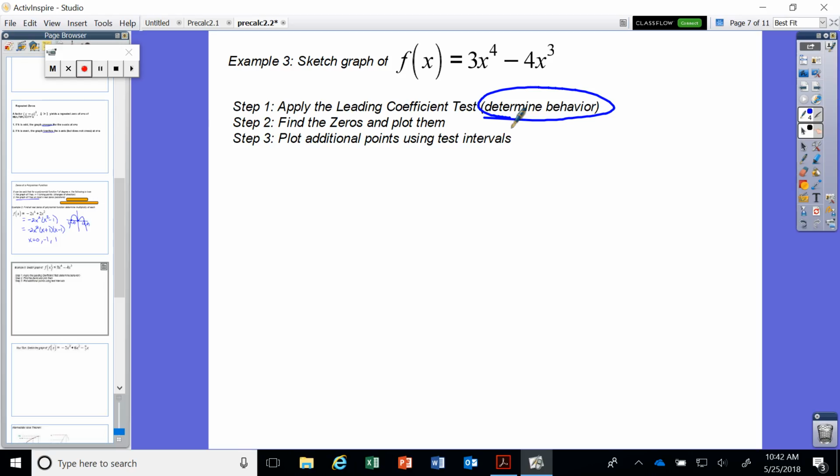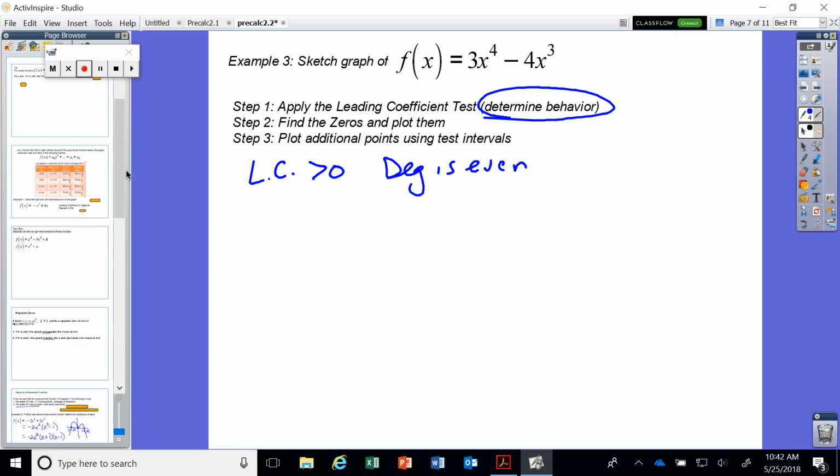All right, so the graph that we're looking at here is 3x to the 4th minus 4x cubed. So first and foremost, let's take a look at the leading coefficient. The leading coefficient is 3, so it's greater than 0. It's going to be positive in this case. Okay? And now what about the degree? Well, the degree is even. So then we have to think to ourselves, what does it mean to have a leading coefficient that is positive and a degree that is even?